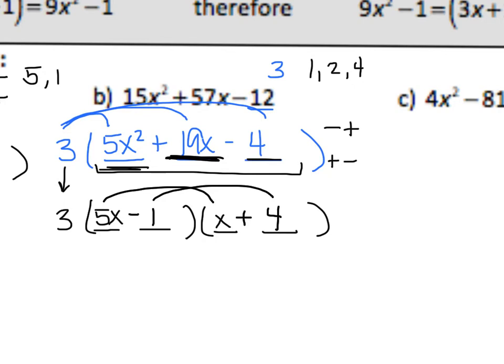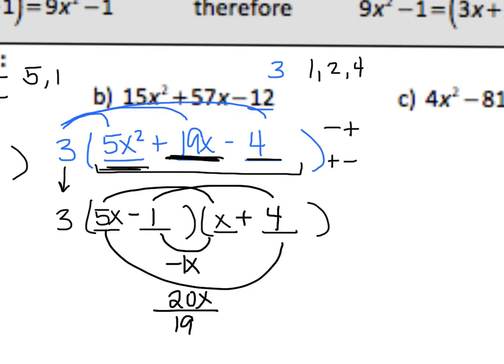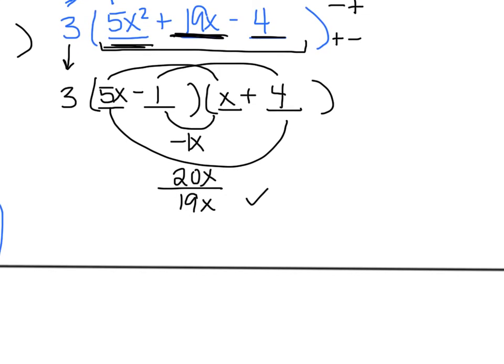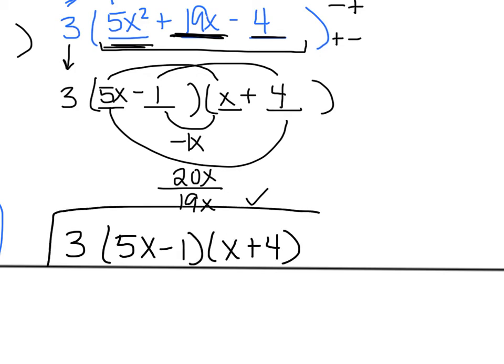Now let's check those middles. Negative 1 times x is negative 1x, and 5x times 4 is 20x. If you add those together, you're going to get 19x, which is positive, exactly what you want for your middle term. So you know that you factored this correctly. Your final answer is the greatest common factor we pulled out in the beginning, and the two factors we continued on with after we pulled out the greatest common factor. So 3 times (5x minus 1) times (x plus 4) would be your final answer.